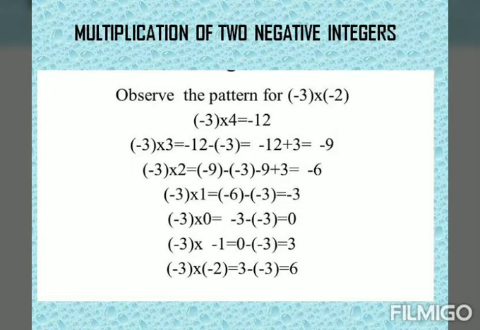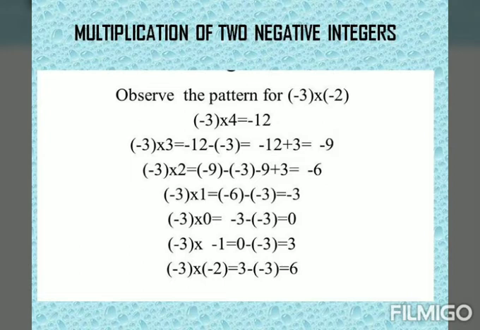Now I am reducing 1 from 4 in each step. See here, first I have added minus 3, 4 times. Next I am going to add 3 times. Next I am going to add 2 times. Like this, in each step I am reducing 1 times minus 3.